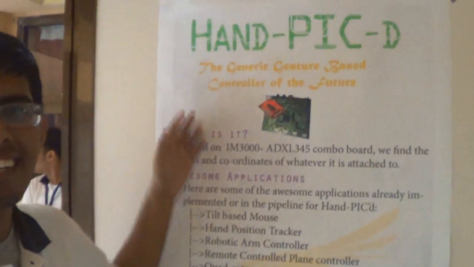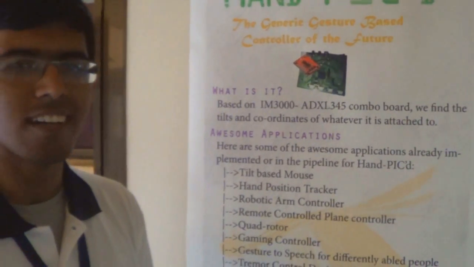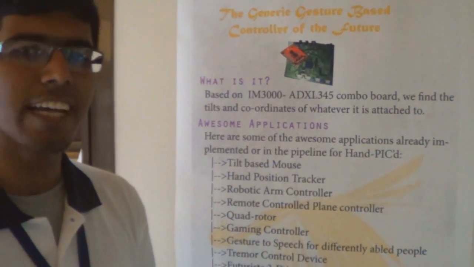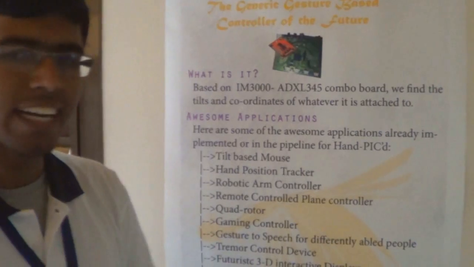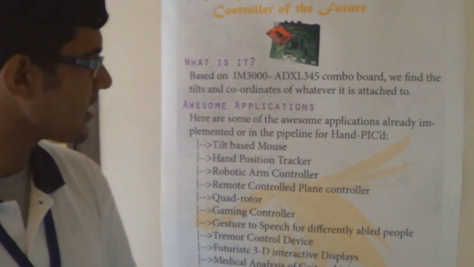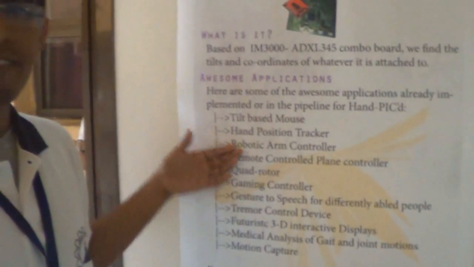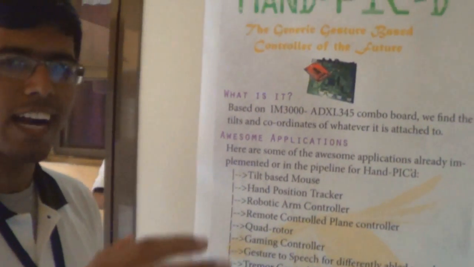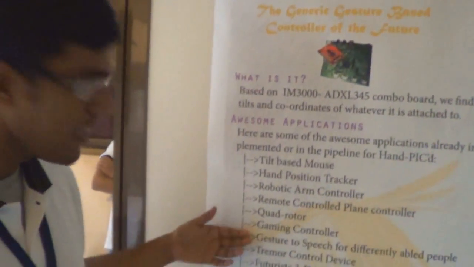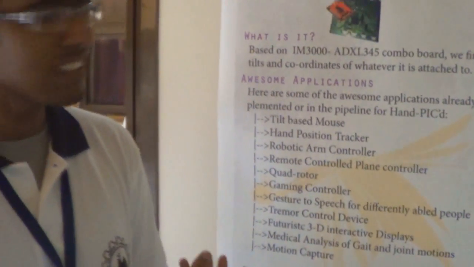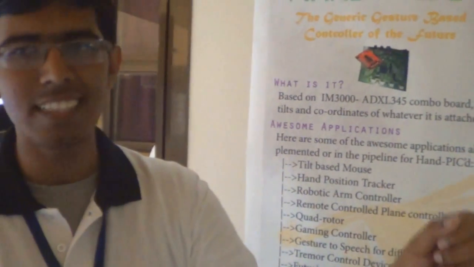So this is handpicked. It's a generic gesture-based controller. Basically what it does is it takes our everyday motions, things we do, and it uses them to control several applications. I can give you an example. A robotic arm will essentially be made. We are using our own hand. Based on how our hand moves, the arm will move. Similarly for games, right? We could use this device to play Angry Birds, something like this.